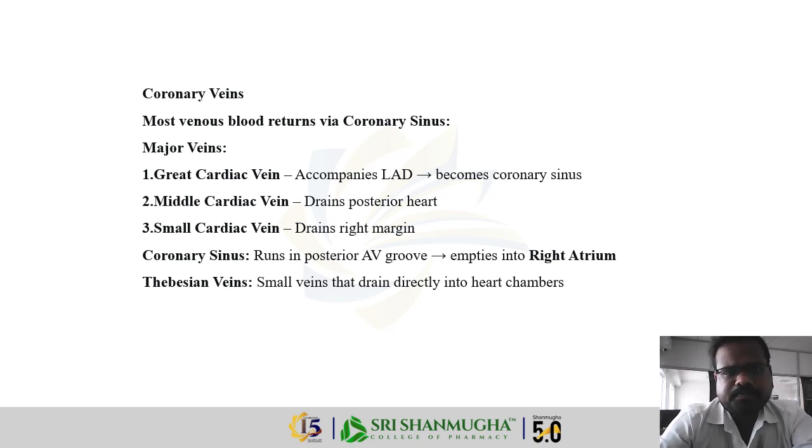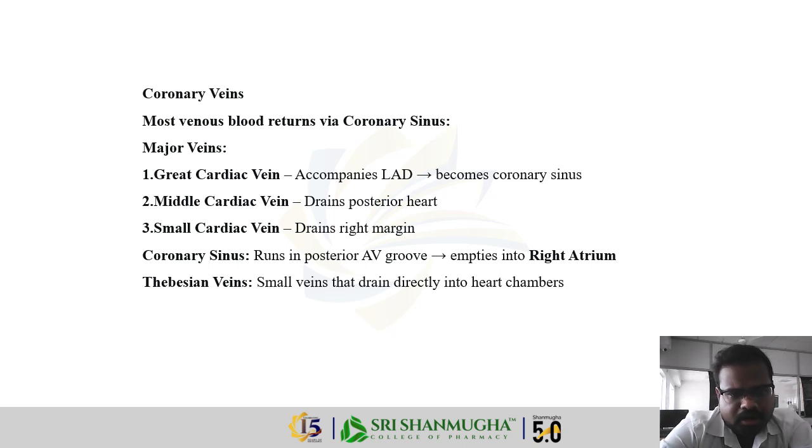Like the arteries, the coronary veins are also important, as they collect the deoxygenated blood. Most venous blood returns via the coronary sinus, the main coronary vessel in the coronary circulation. Among the major veins, the great cardiac vein accompanies the LAD and becomes the coronary sinus. The middle cardiac vein drains the posterior part of the heart. The small cardiac vein drains the right margin of the heart.